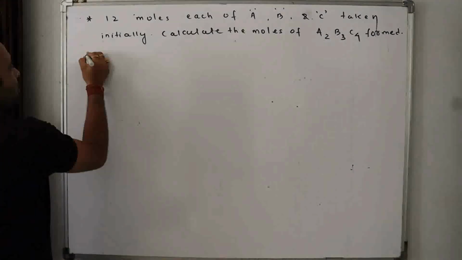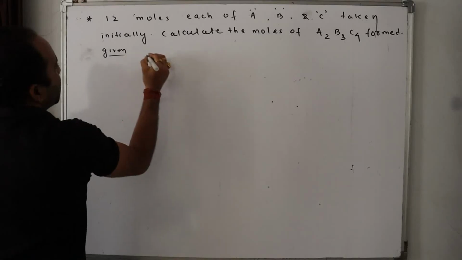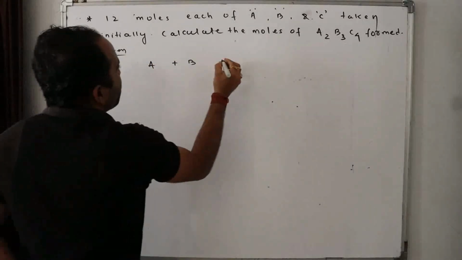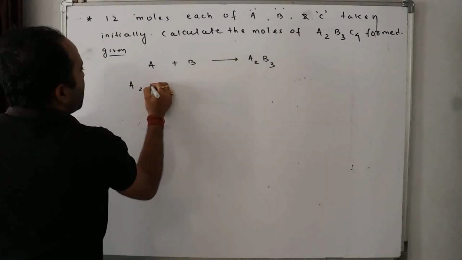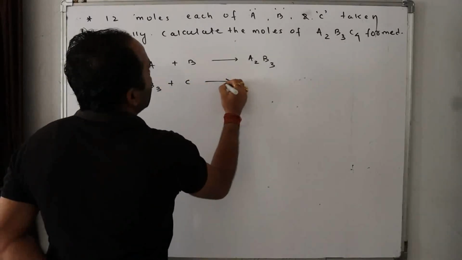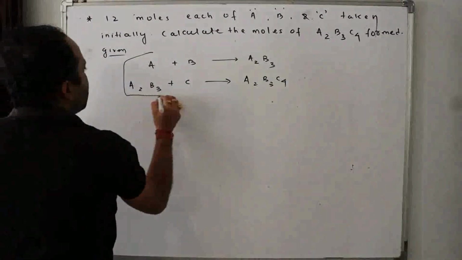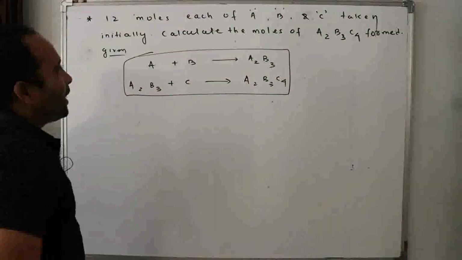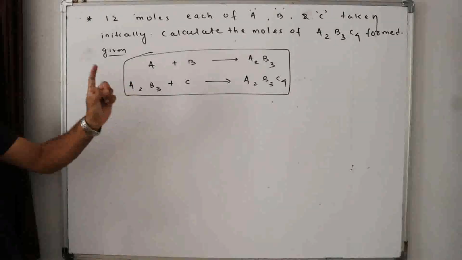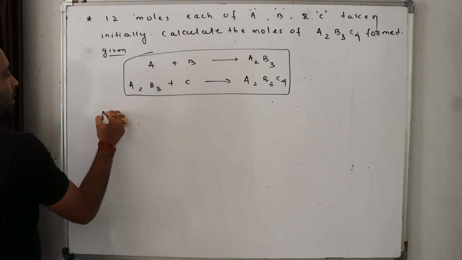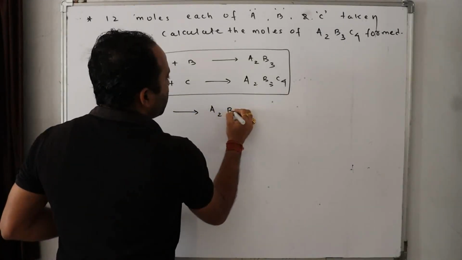Now look here carefully. What happens in this case? In the question it is already given that A plus B gives rise to A2B3 and A2B3 plus C forms A2B3C4. This is given in the question. Now our target is to calculate the number of moles of A2B3C4 formed. How to calculate? First of all, let me write this equation. A plus B gives rise to A2B3.